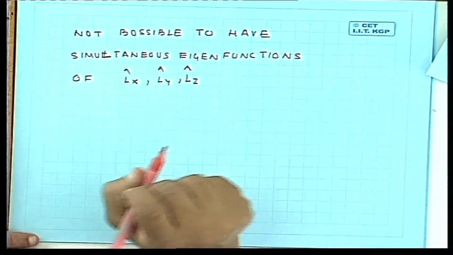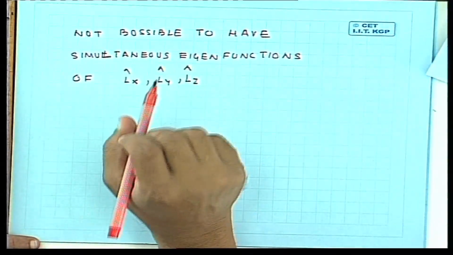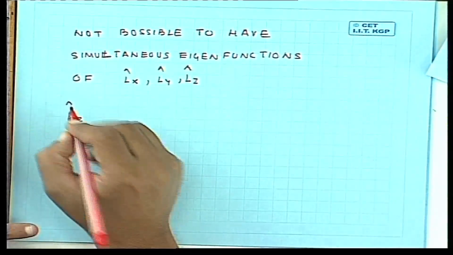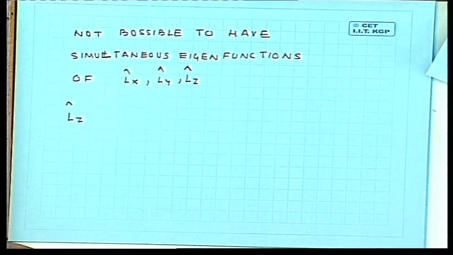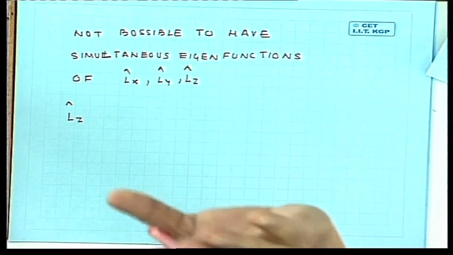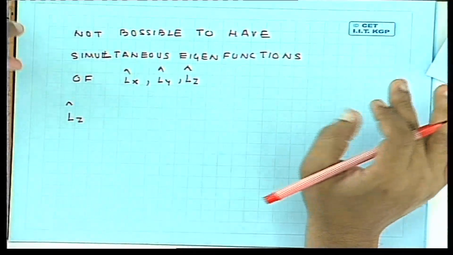So let us choose Lz. We are going to work with eigenfunctions of the operator Lz, and the direction z can be chosen arbitrarily. It is up to us to choose which is the z direction, because the problem is spherically symmetric. So we can choose some arbitrary direction to be the z direction, and we shall work with the eigenfunctions of the component of the angular momentum in that particular direction.